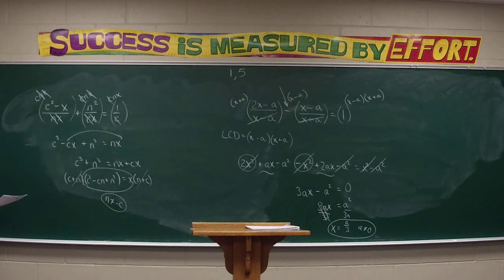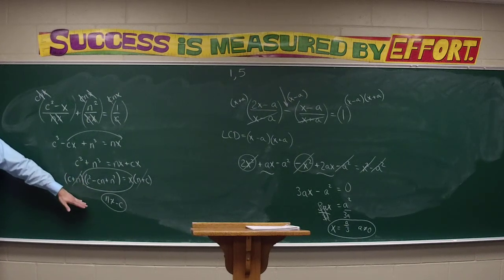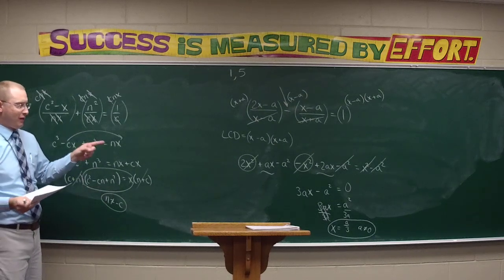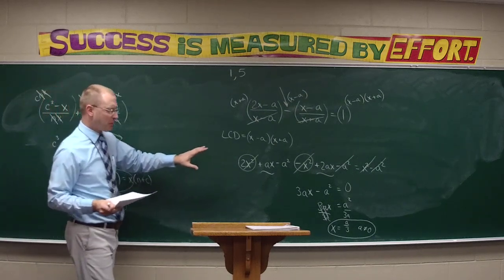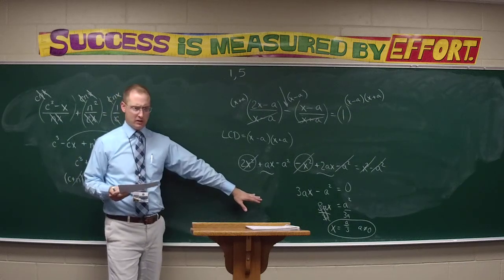Let's take a look at number 1. How many got x is equal to c squared minus cn plus n squared, or n squared minus cn plus c squared? It's the same thing, where n cannot equal negative c, or c cannot equal negative n. All right, any questions on this one? I felt really good about that answer. I feel a little weird about this one. I'm not sure if I made a mistake. Did anyone else get 8/3 for your answer?